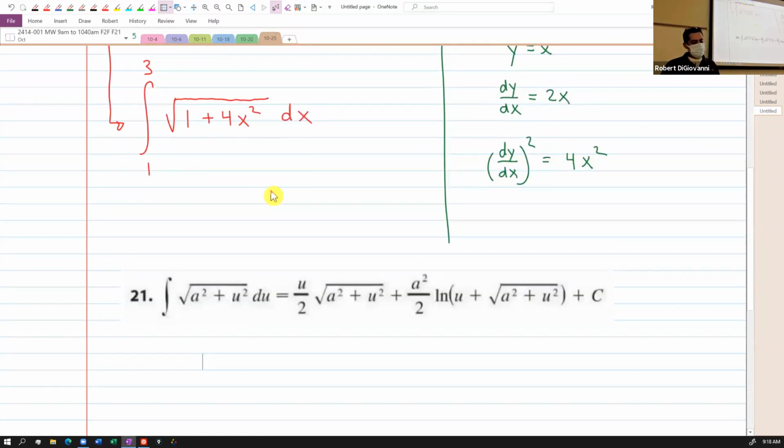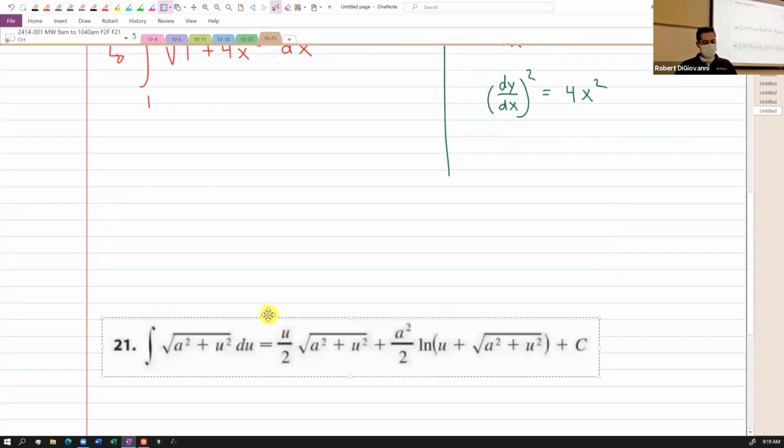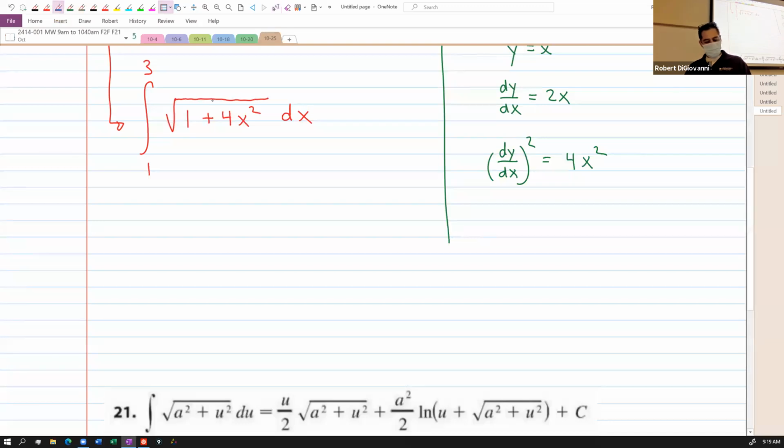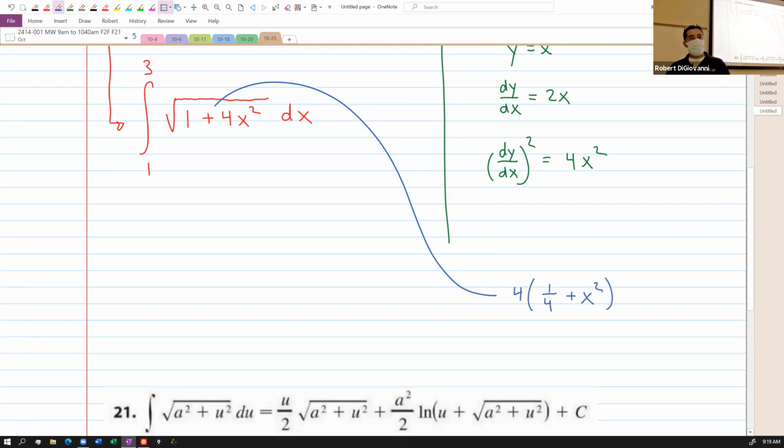All right, so if I'm going to use this formula, I need to get rid of that 4. So I need to factor a 4 out of both of these. If I factor out a 4, I'm going to have a 1/4 plus x squared, right? That's what it'll be if I pull a 4 out of both of those. And then that 4 can come out of the root as a 2. So this new integral becomes 2 integral 1 to 3 square root of 1/4 plus x squared dx.